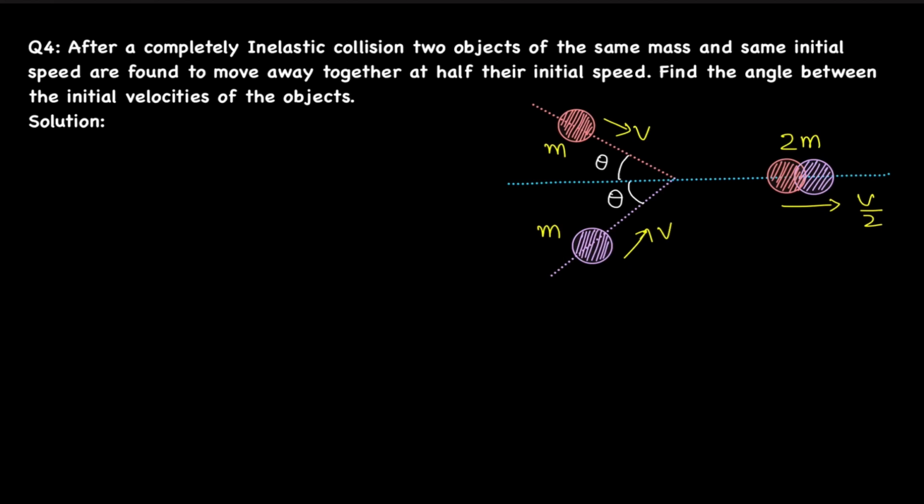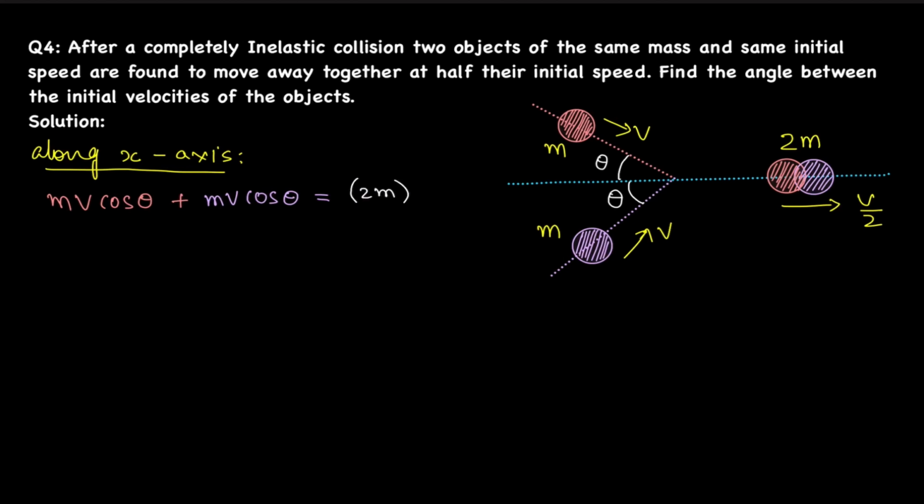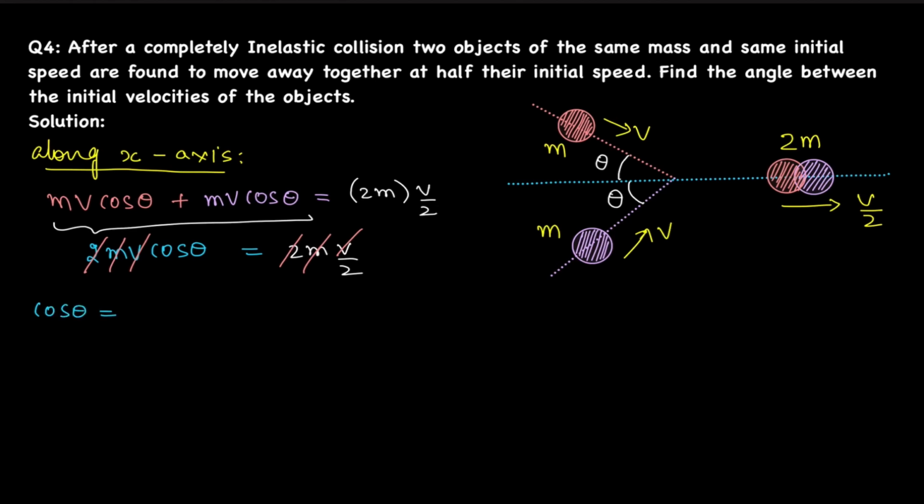So again, our simple approach is conserve the linear momentum along x-axis and y-axis. So let's start along x-axis. Write the conservation of linear momentum. So the linear momentum mv cos of theta, then we have along the x-axis mv cos of theta, and finally we have the combined one, that is equal to 2 mass, this one m, and speed is equal to v by 2. So when you combine this equation, you will get 2 times mv cos of theta is equal to 2m v by 2. So m can cancel, 2 cancel, speed cancel. So you have cos of theta is equal to 1 by 2.